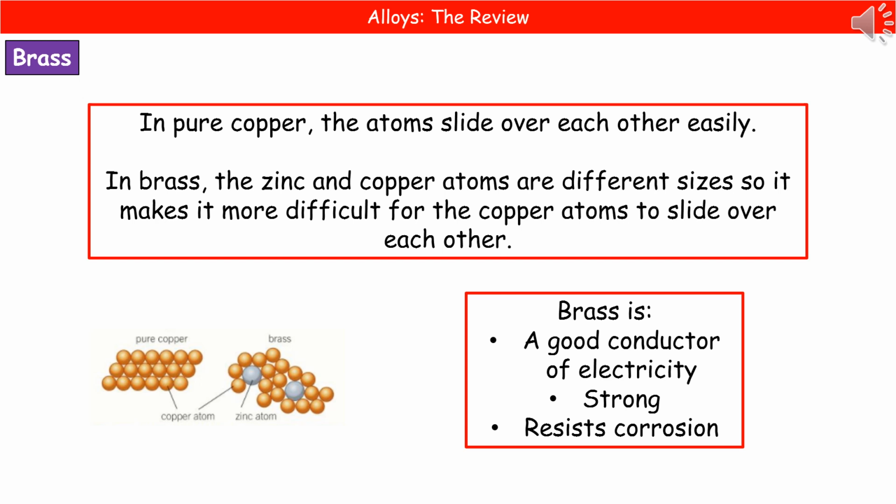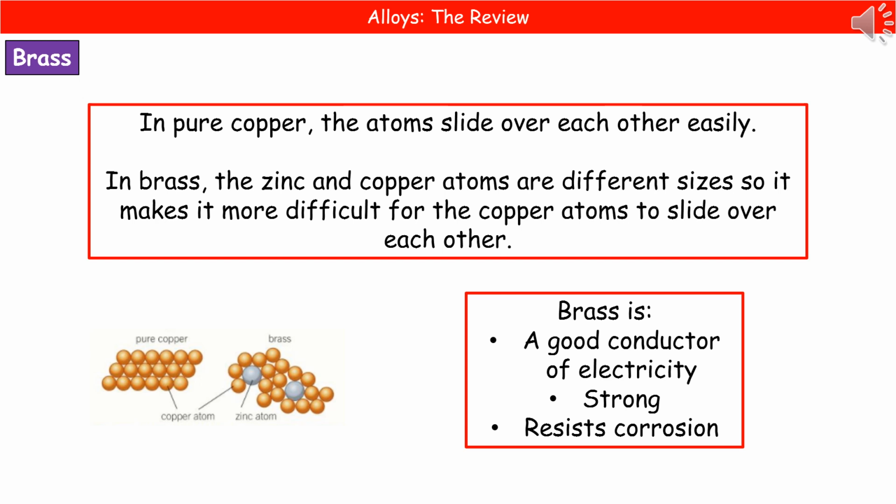The second alloy we're going to look at in a bit more detail is brass. So if we consider what pure copper looks like, you can see in the bottom left is a diagram. So pure copper is made of only copper atoms, as the name suggests, and all those copper atoms are the same size, which means that they will slide over each other very easily. So that makes copper relatively soft as a metal.